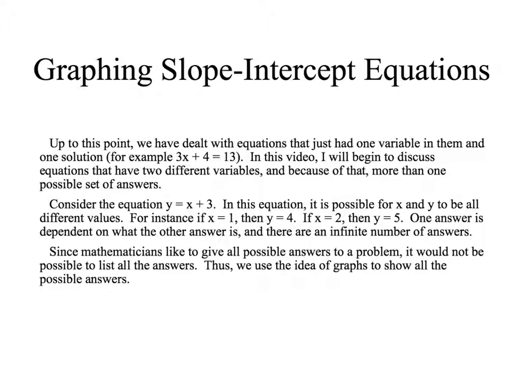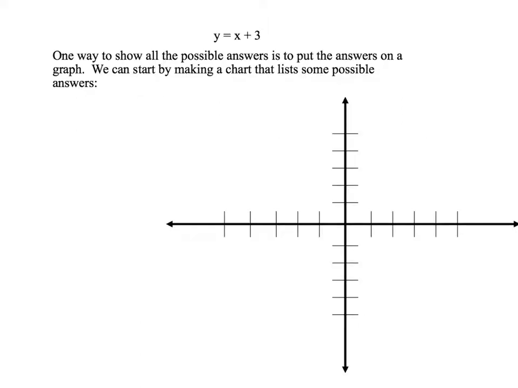Since mathematicians like to give all possible answers to a problem, it would not be possible to list all the answers. Thus, we use the idea of graphs to show all the possible answers. One way to show all the possible answers is to put the answers on a graph. We can start by making a t-chart that lists some possible answers.